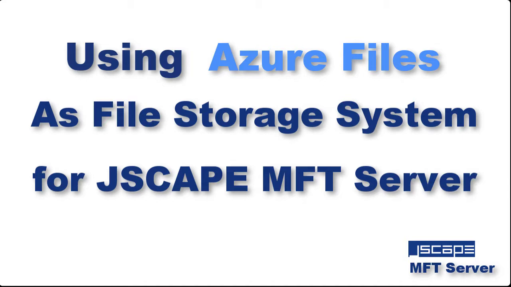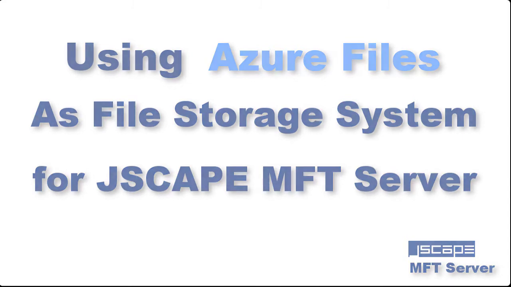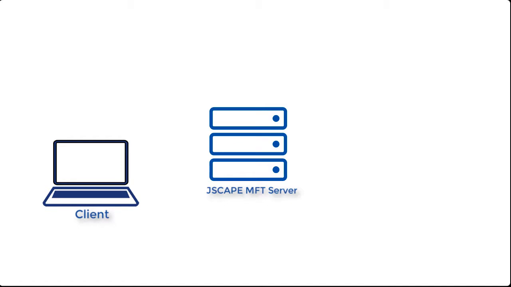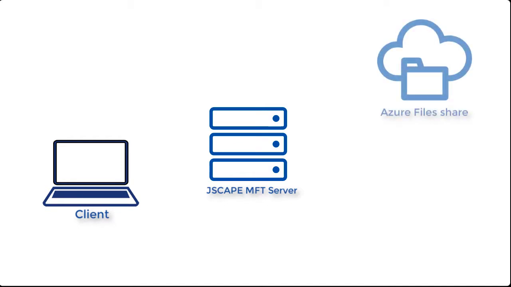In today's video, we're going to teach you how to use Azure Files as the file storage system of your JSCAPE MFT Server instance. So it's possible to configure JSCAPE MFT Server so that the files your users and other client applications upload to your server are automatically streamed to a cloud storage service. The file transfer client you see there can represent any file transfer client, whether one that's manned by an end user or an application that automatically uploads files to your server. From the client's point of view, the Azure Files share will simply appear like a local directory on your server.